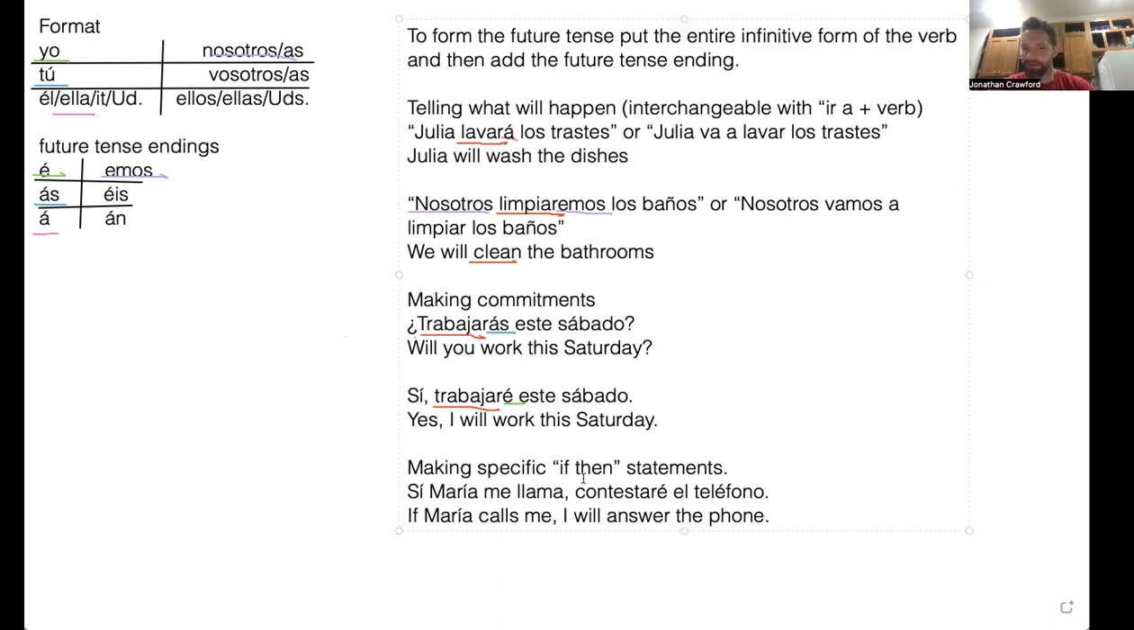So, making specific if-then statements. Si María me llama, contestaré el teléfono. Remember, in this context, si María me llama, if Maria calls me, si doesn't mean yes, it means if. Sometimes it means yes. If it's yes, you can tell by the context. Sí, I will work this Saturday. This can't mean if I will work this Saturday because that doesn't make sense.